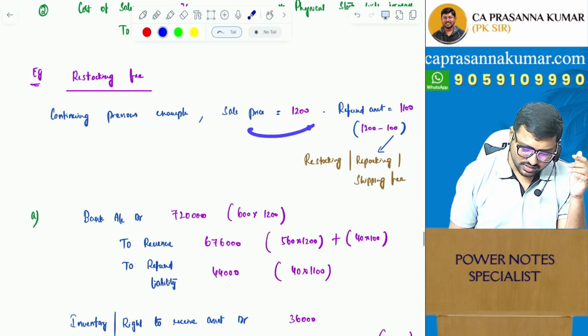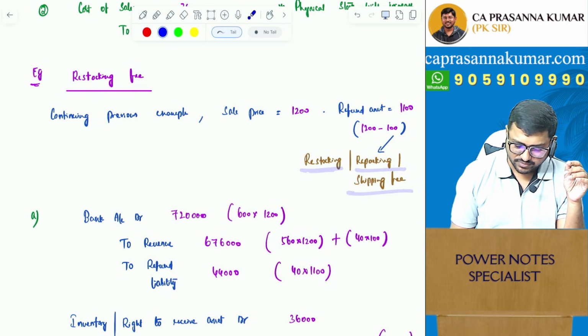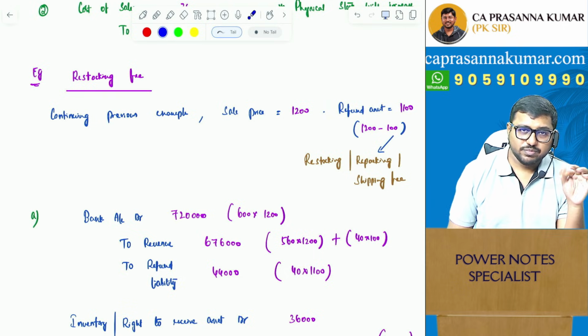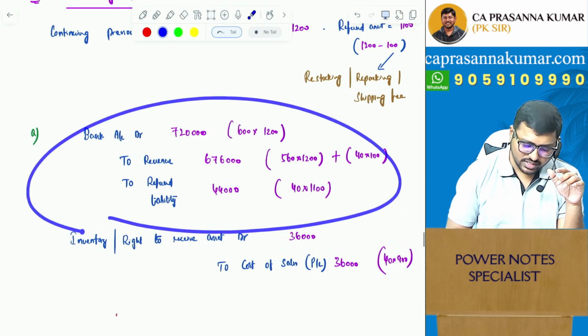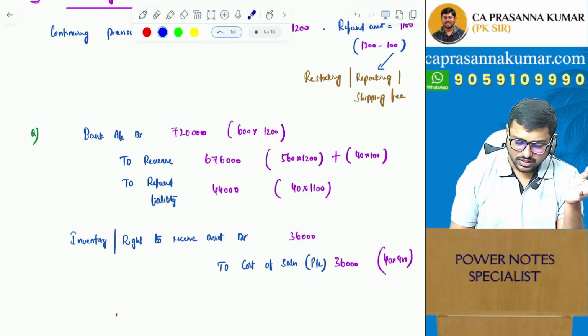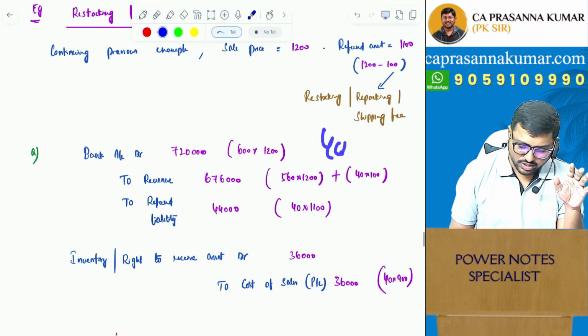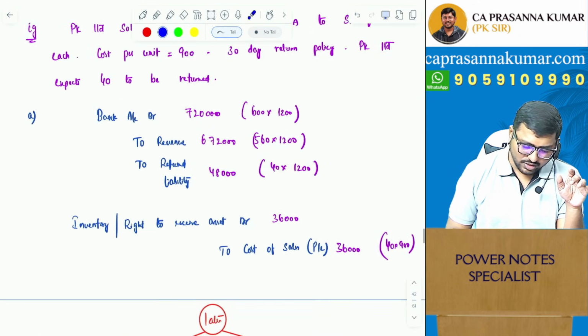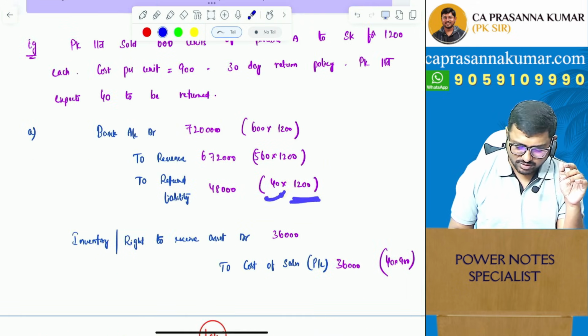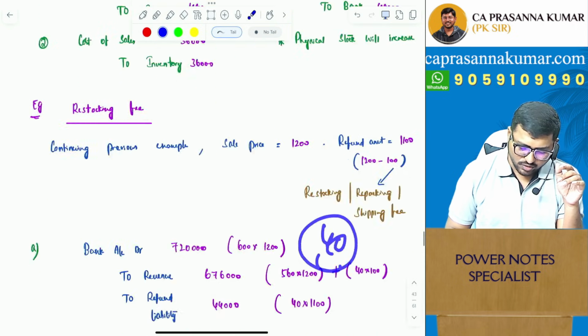In this case, the selling price is 1200. Let's say the restocking or repacking or shipping fee is 100 rupees. So they'll not be refunding you the entire selling price. They'll refund you only 1100. Which means what will be the changes in the entry that we have already passed? Very simple. To the extent of 100, your revenue will increase because to that extent, your refund liability has got reduced. You know that for 40 units, you need to refund. Earlier, you will be doing full refund. Therefore, your refund liability is 40 into 1200. Now, you will not be doing full refund.